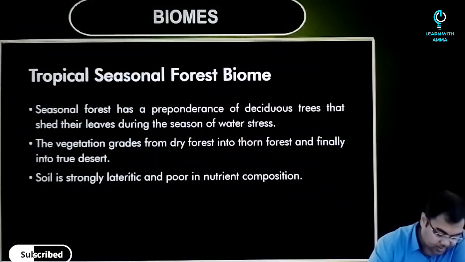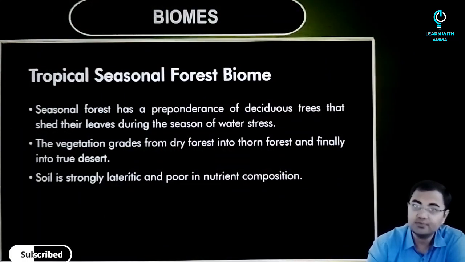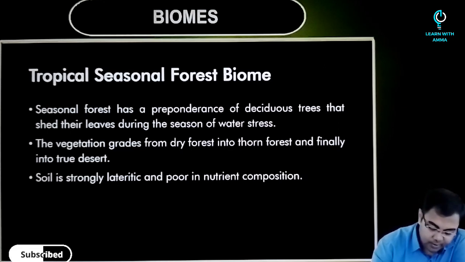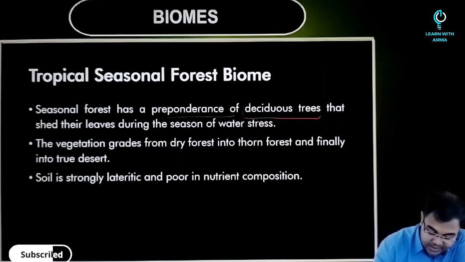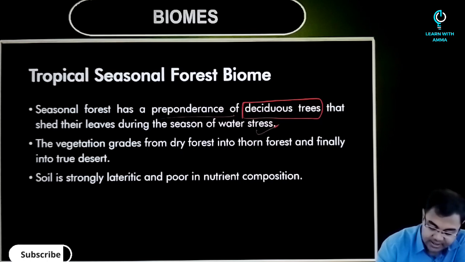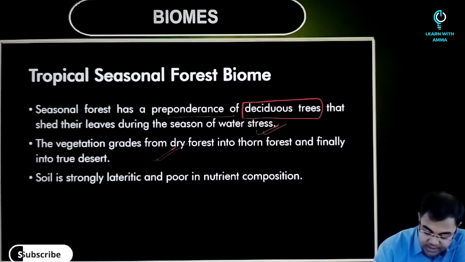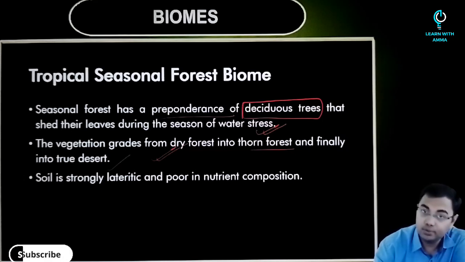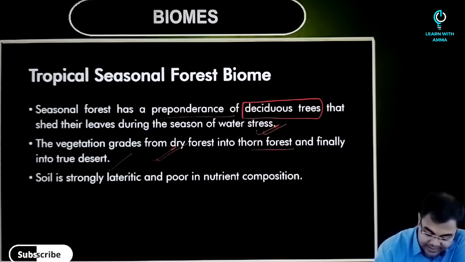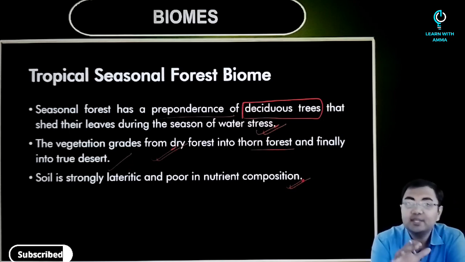So this is what has been observed for most of these forests around the world wherever they exist. So to sum up the points with respect to tropical seasonal forest biome, first of all, they have a preponderance of deciduous trees that shed their leaves during the season of water stress. Then the vegetation grades from dry forest into thorn forest, and then finally into true deserts, and soil is strongly lateritic and poor in nutrient composition. So these are the three major points about these kind of forests.